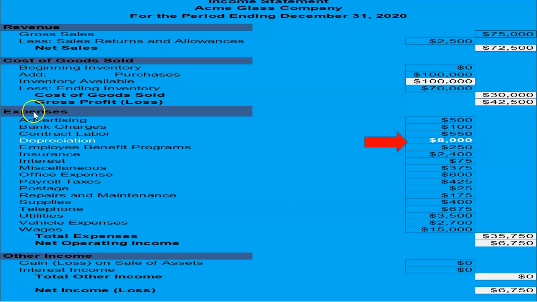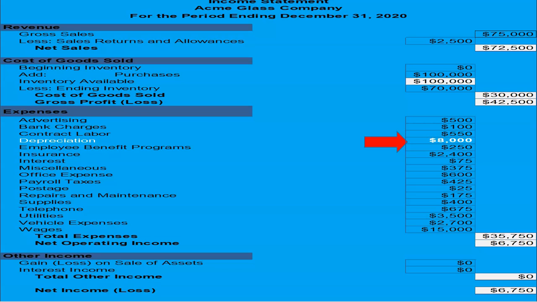We've got all of our revenue items. Looks like we've got some cost of goods sold, and then we have our regular operating expenses here. And look what we have here, depreciation right there. $8,000 on the income statement. That depreciation goes with all of our other expenses. And at the end of the day, we have operating income of $6,750. We didn't have any other income or loss items. So our operating income in this particular case is equal to our net income.